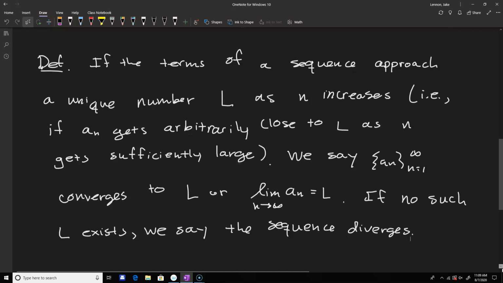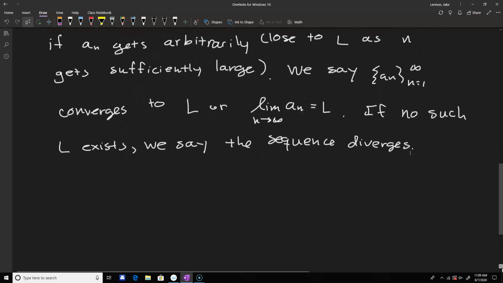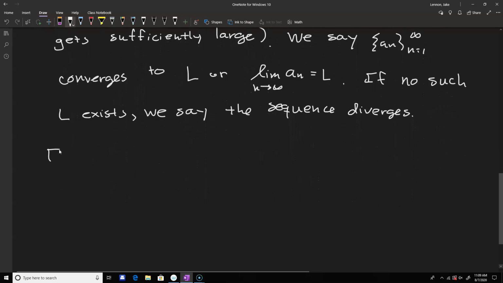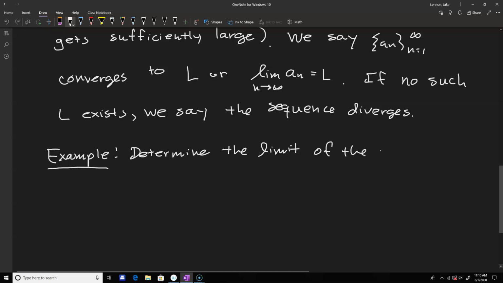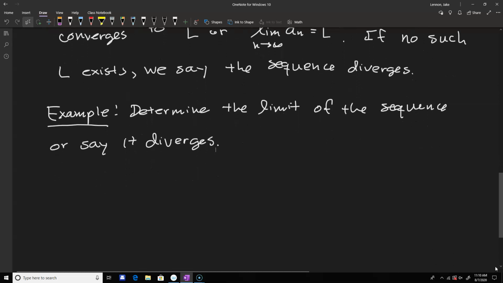So let's look at some just simple examples where we can talk about the limit. Example, determine the limit of the sequence, or say it diverges. So let's look at a few.